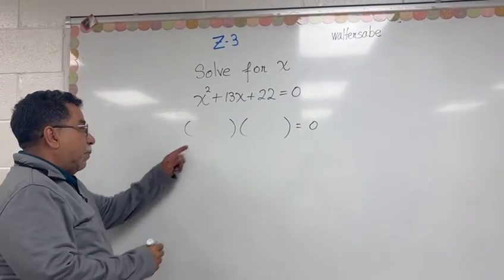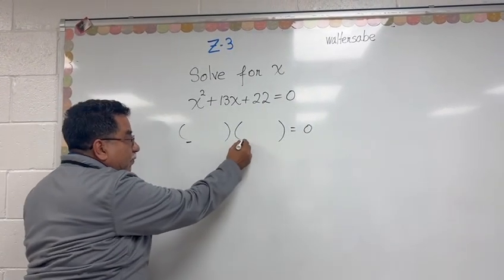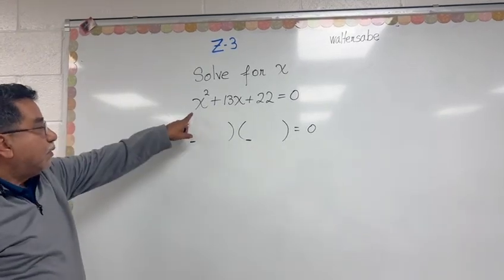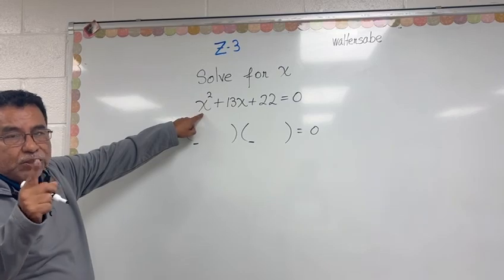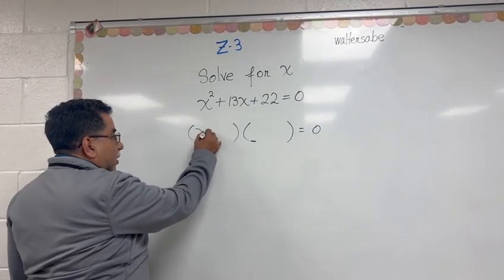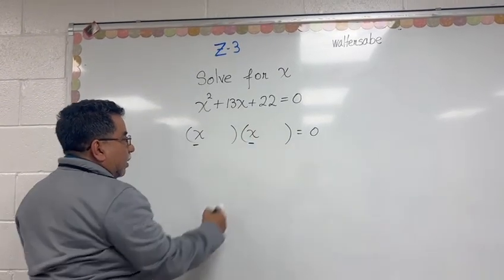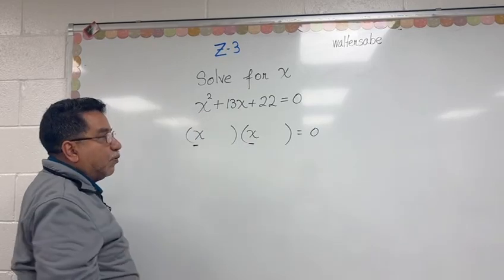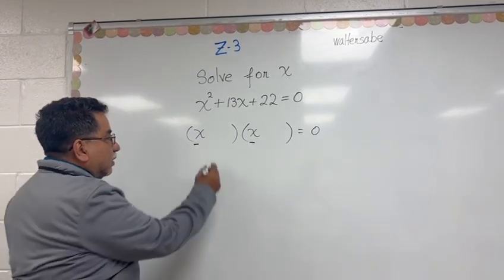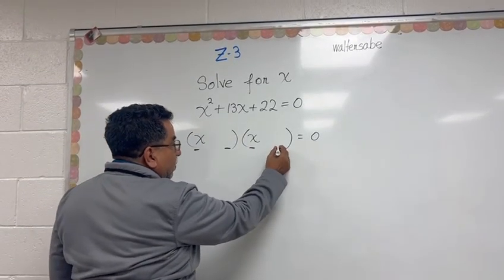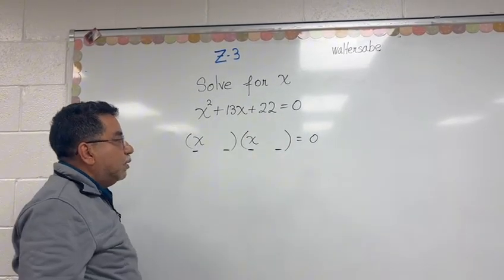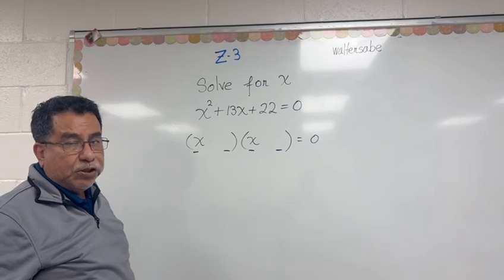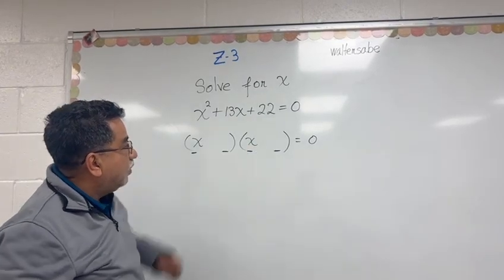Okay, remember the first one times the first one is supposed to give you x squared. So there's only one choice, which is x. X times x will give you x squared. Now the second one times the second one is supposed to be 22. So let's make choices. How do you get 22?